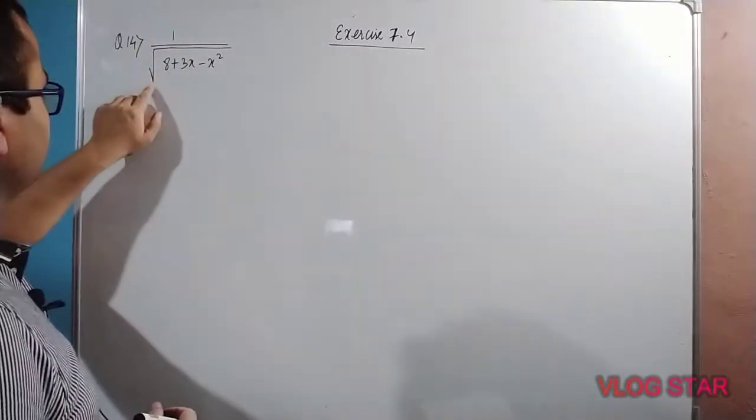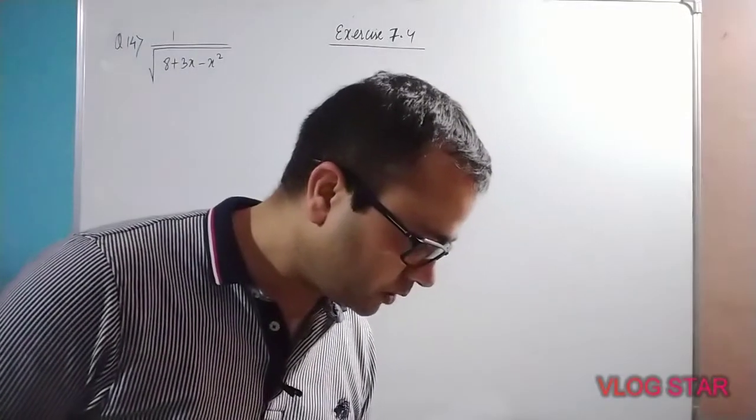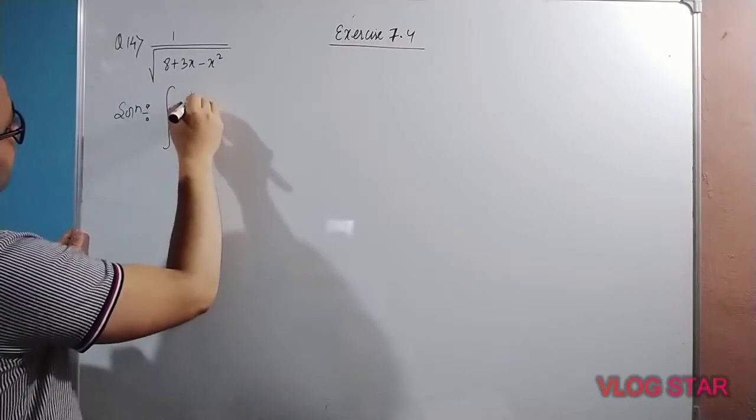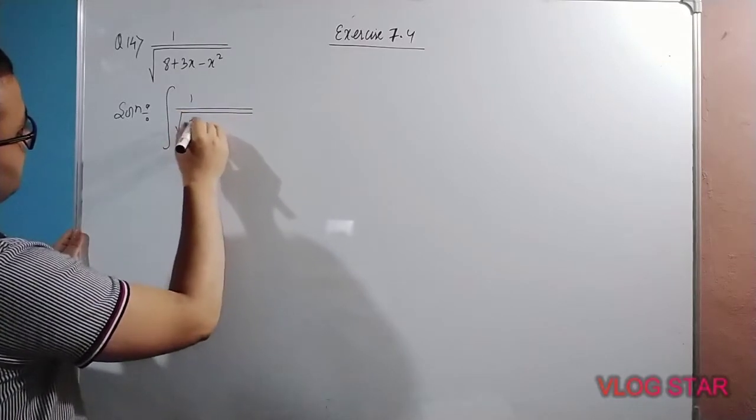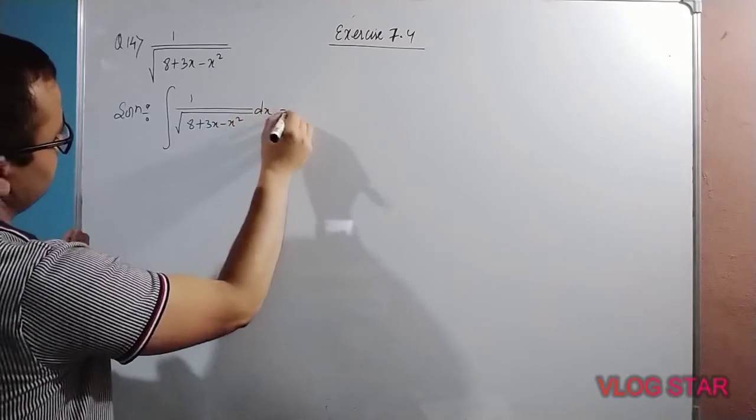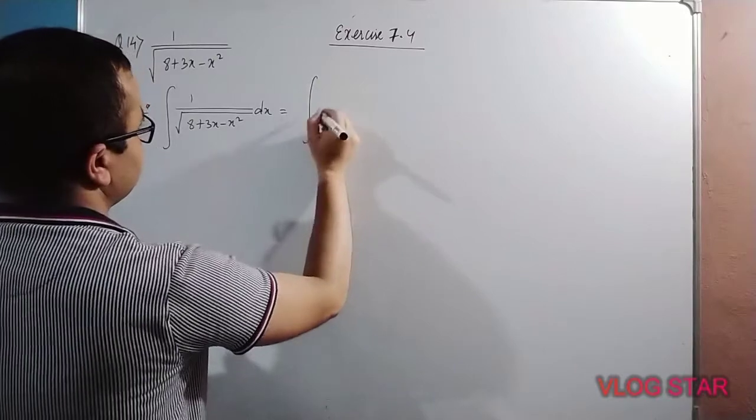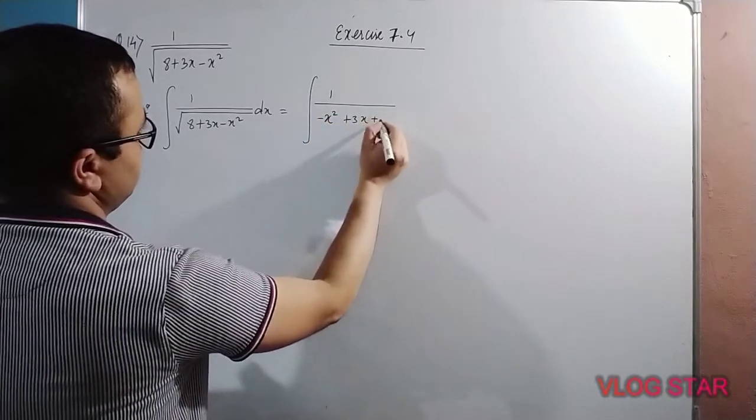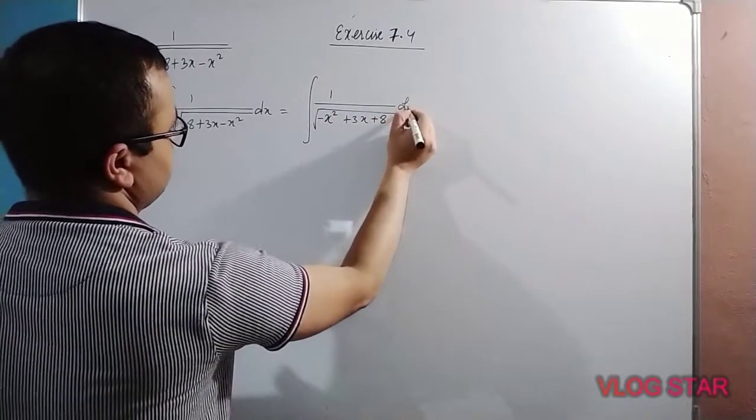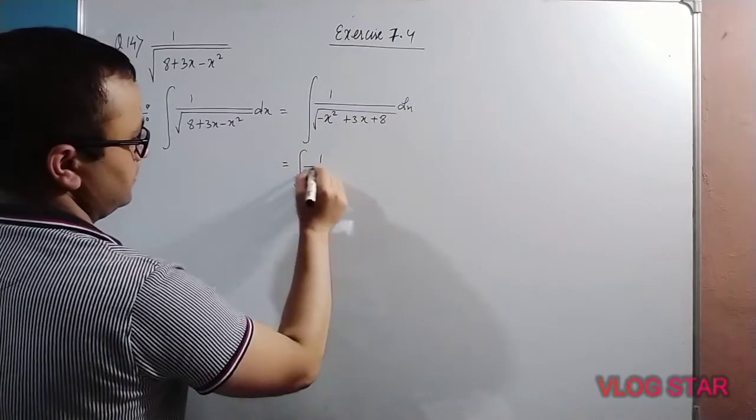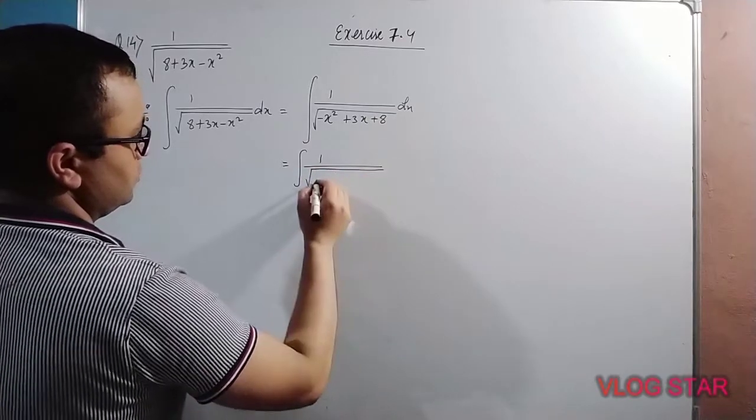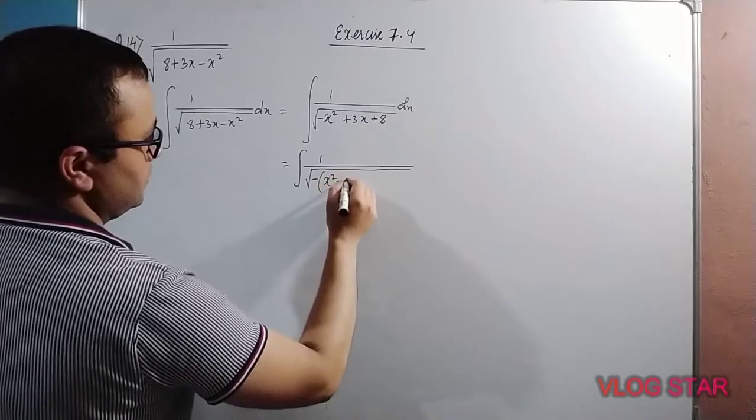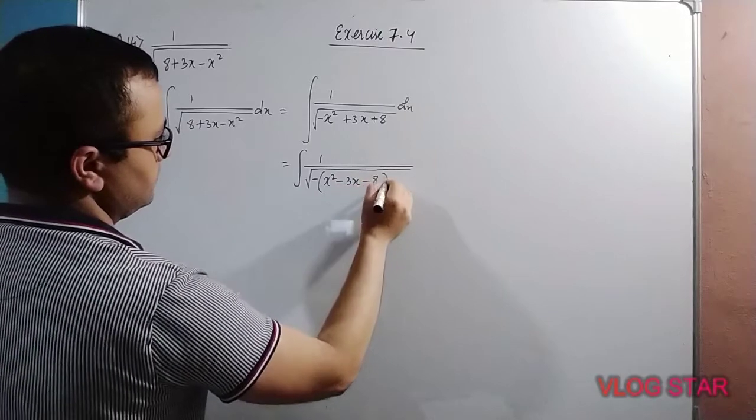Now next is question number 14. Question number 14 is 1 by root under 8 plus 3x minus x square. Now first we will write in integration form, then convert it into particular form. 1 by root over 8 plus 3x minus x square dx. So this equals to integration of 1 by minus x square plus 3x plus 8 in root dx. Now take out minus common. Integration of 1 by root under minus common x square minus 3x minus 8 dx.